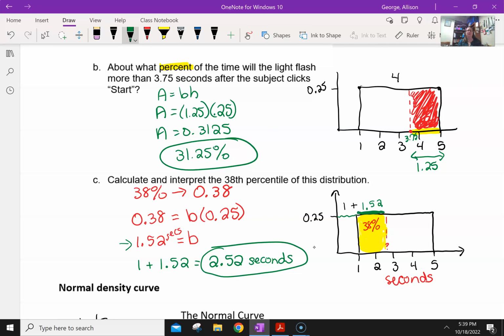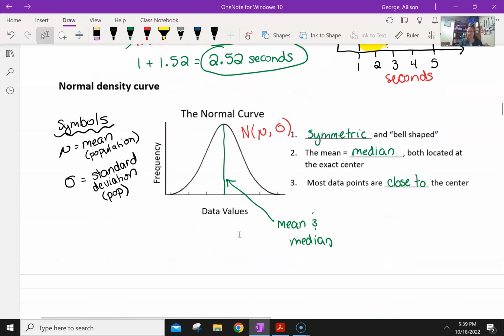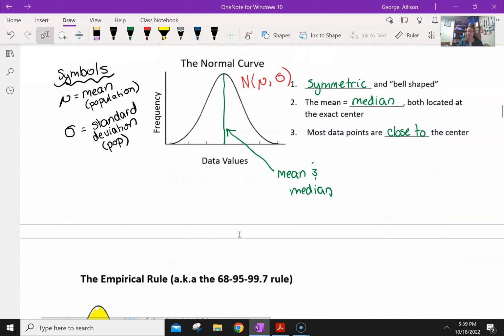The one you're going to do the most is the normal density curves. And these are ones you've probably seen before. A normal curve is sometimes called a bell curve. So it's symmetric and bell-shaped. The second criteria for something to be a normal distribution is the mean has to equal the median. And then the third thing would be that most data points are close to the center. So most of it is piled up in the middle, and then as you go farther out on either side, it gets lower and lower and lower.